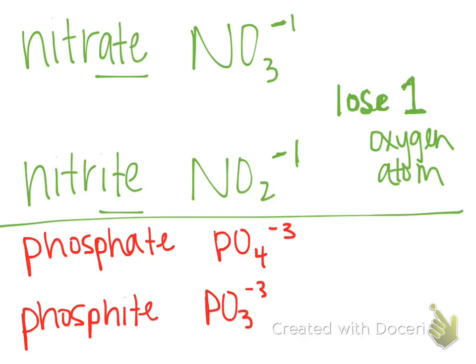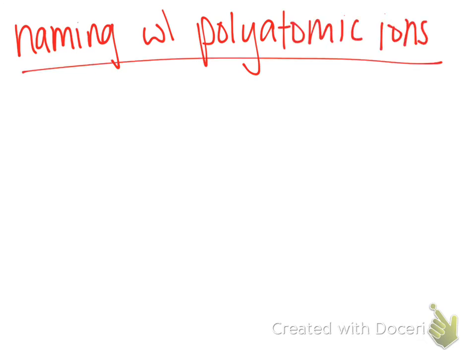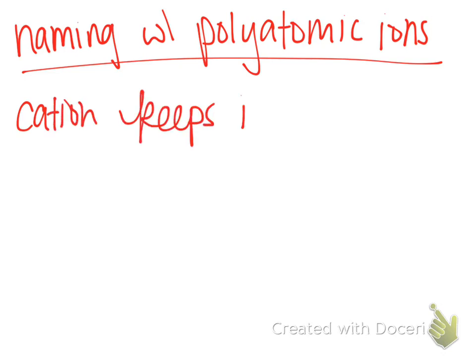Okay? So those are the two types of polyatomic ions that we really focus on, but we're going to build compounds with lots of these polyatomic ions up here. The way we name with polyatomic ions is very simple. I'll go ahead and write you a little bit of a rule up here. So naming with polyatomic ions is really no different than what we've been doing. The cation gets to keep its name like normal. And the polyatomic ion gets to keep its name.